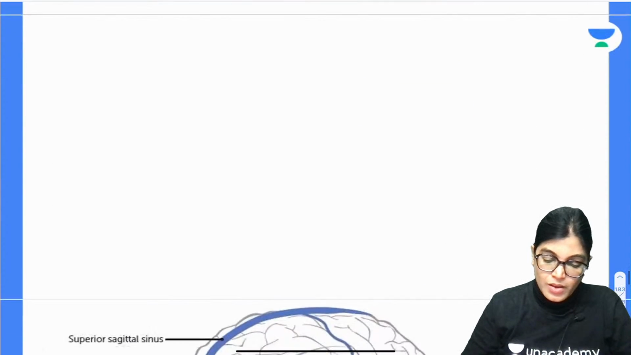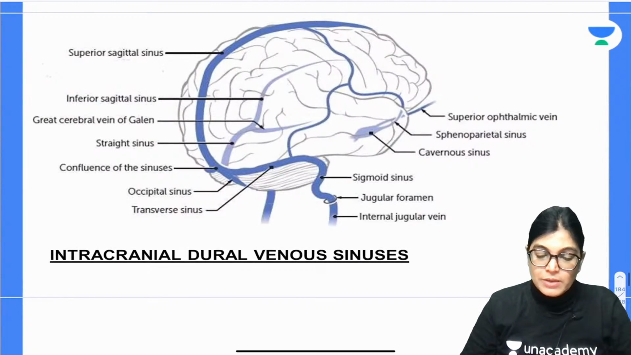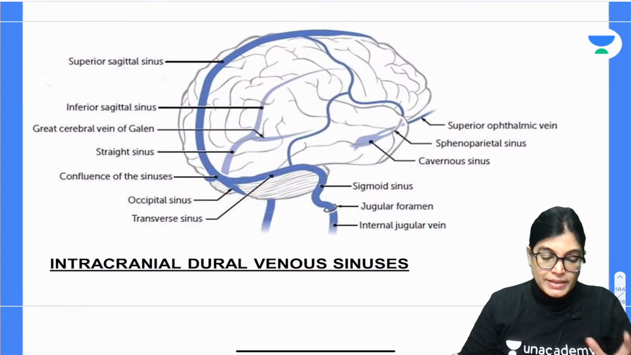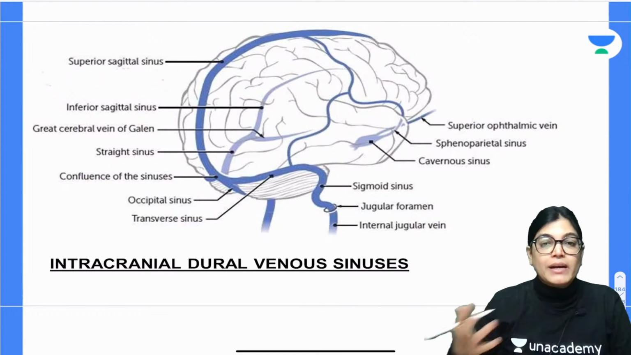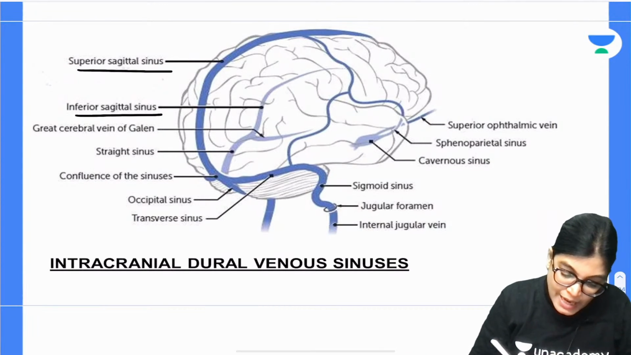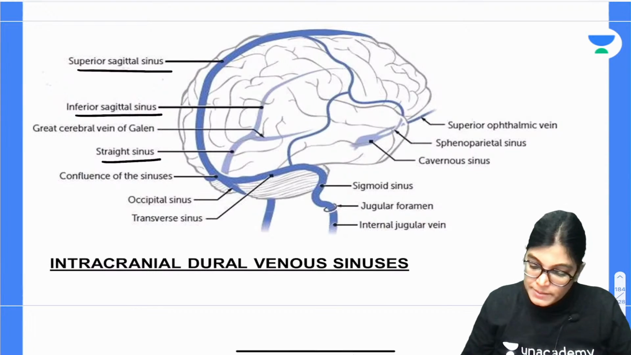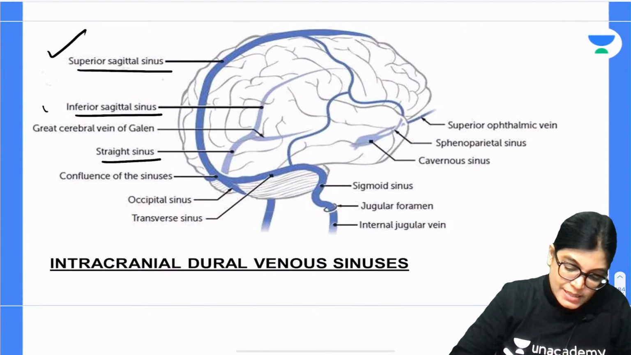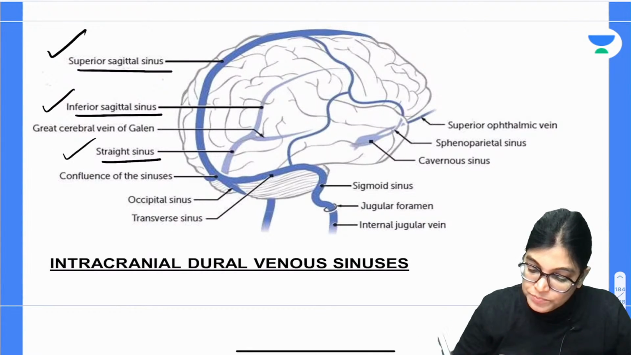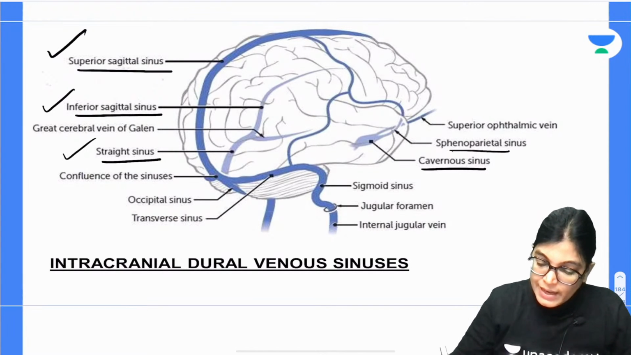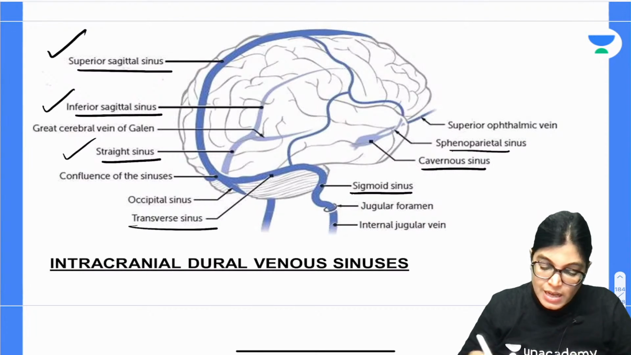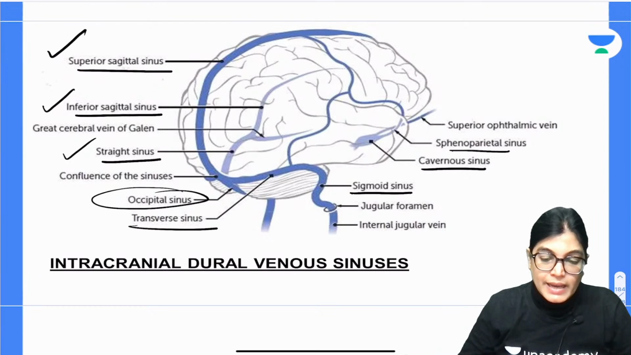Now, I would like to show you the certain important dural venous sinuses. It is important for you to know their details. We have a list of paired and unpaired dural venous sinuses, such as the superior sagittal sinus, inferior sagittal sinus, straight sinus and intercavernous sinuses. Then we have the cavernous sinus, sphenoparietal sinus, sigmoid sinus and transverse sinus, which are paired, and the occipital sinus, which is again unpaired.